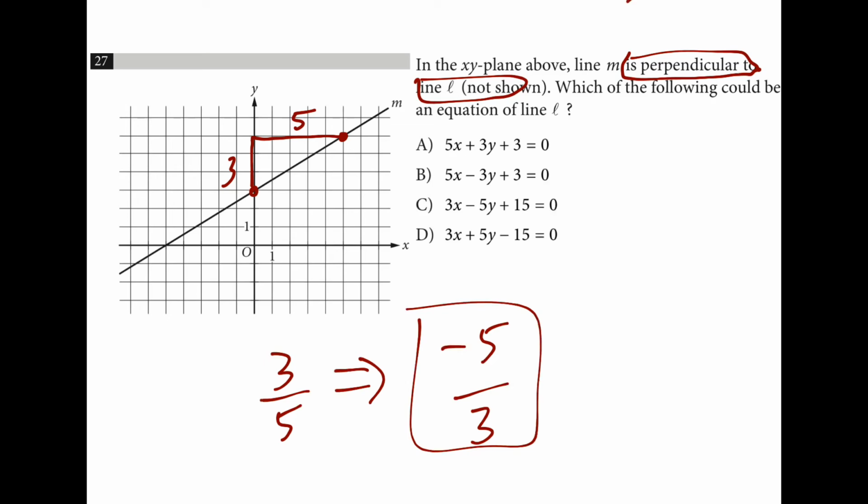So none of these are in y equals mx plus b format. I could move them around to get them there. But I know I'm going to want a 5 with x and a 3 with y, so I can rule these out. And it turns out I need a positive y, like in choice A, to get that slope.